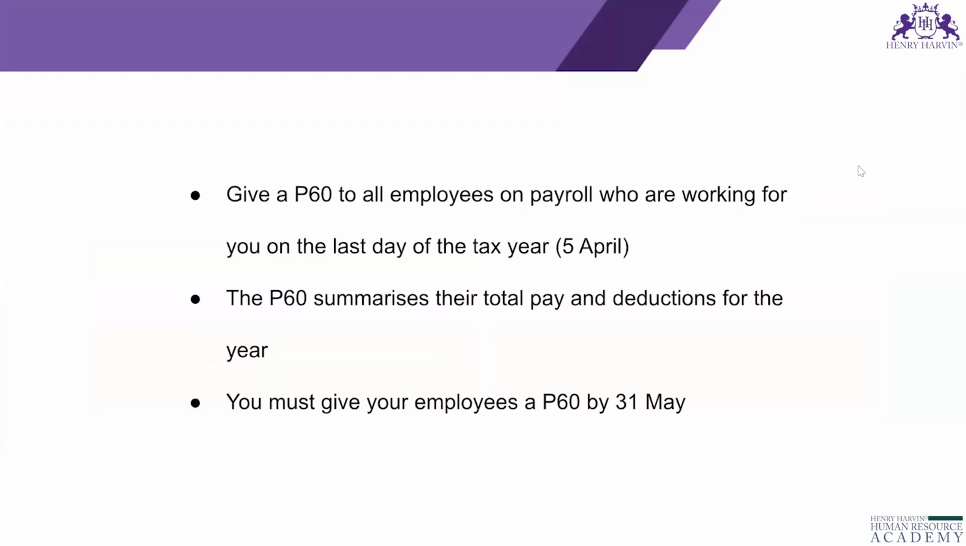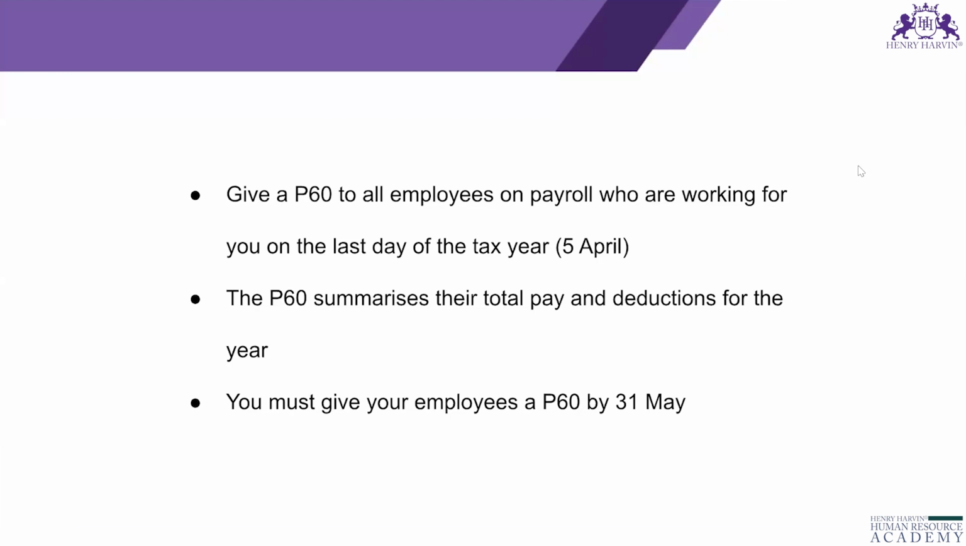Give a P60 to all employees on payroll who are working for you on the last day of the tax year. So if there is someone whose last day was 5th April, then you'll generate a P60. You'll not generate a P45 for that person. Either P45 or P60. If the employee worked till 5th April, the employee gets a P60, not a P45. P45 is 3 copies, but P60 is only 1 copy.